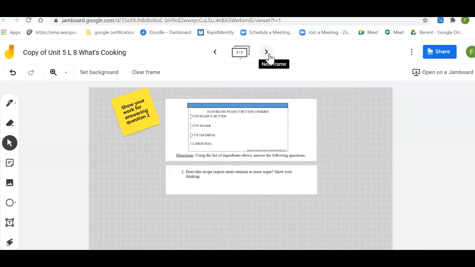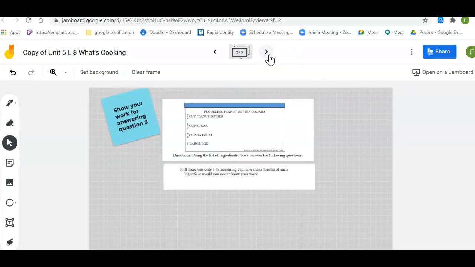And there's another one up here. Question 2, does this recipe require more oatmeal or more sugar? Show your thinking. You can show that inside of the Jamboard here. There's a third one. Question 3, if there was only a 1/4 measuring cup, how many fourths of each ingredient would you need? Show your work.